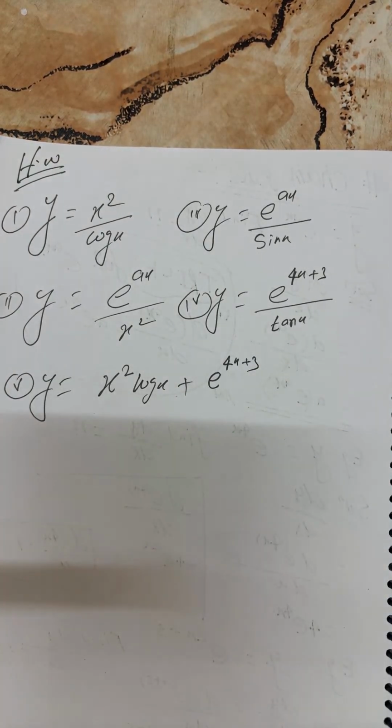What is common in all these 5 questions? What you need to find is dy by dx. Right. Okay.